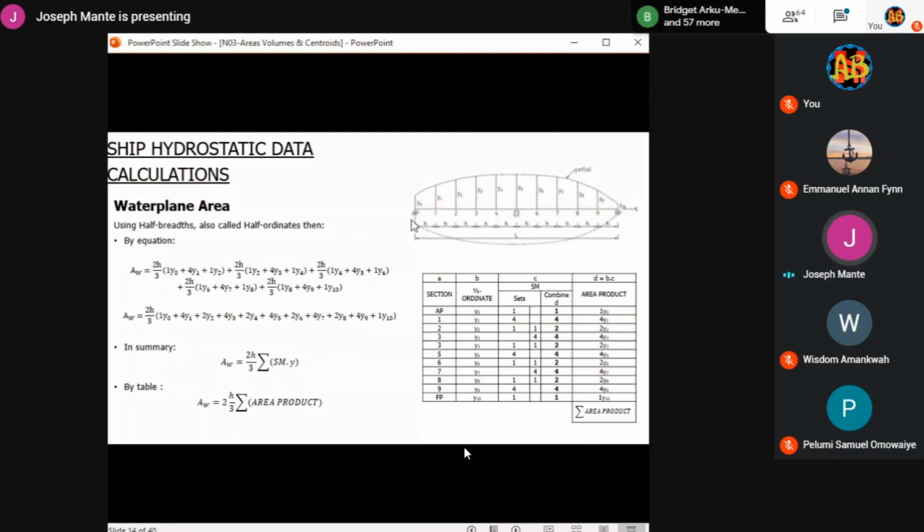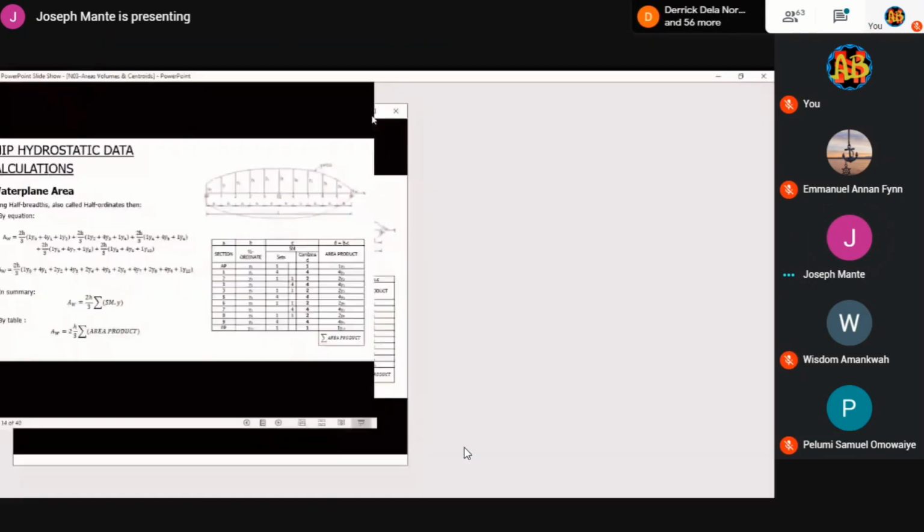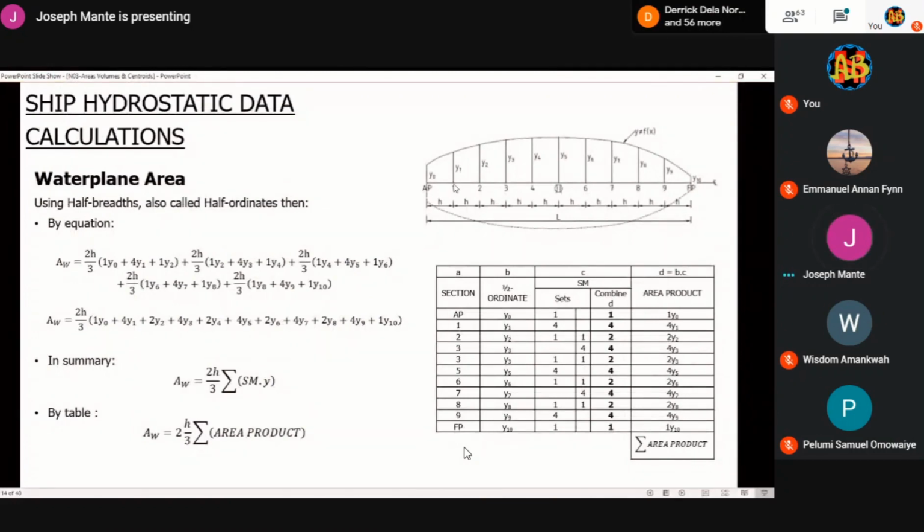Then we come to midship. We have the sixth section. So we have divided the ship into various points. And now from the mid section to the plating, the first one is very short. The Y1 is very high. The Y2, the Y3, the Y4, and all that. So here we have the 1 to the plating, which is the Y, that is the function. So using half breadth, also called half coordinate, then by equation, we have 2h, that is the interval of every section.